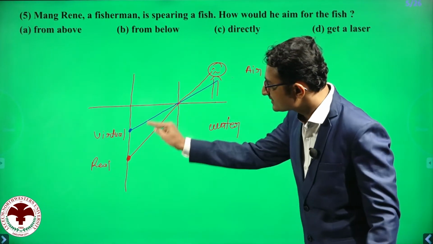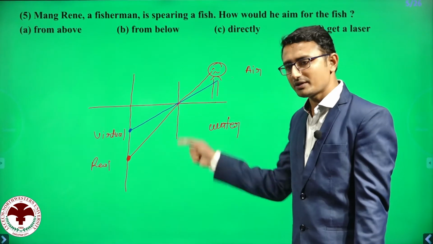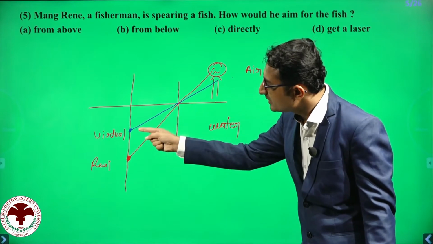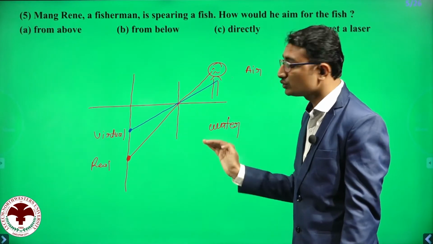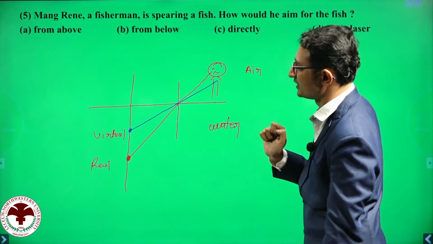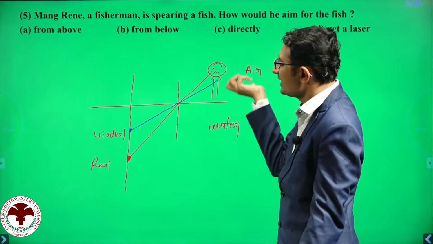Actually, the fish exists here, but when the fisherman tries to see the fish, at that time the fish will be shown here, due to the refraction. Now the question is, how would he aim for the fish?